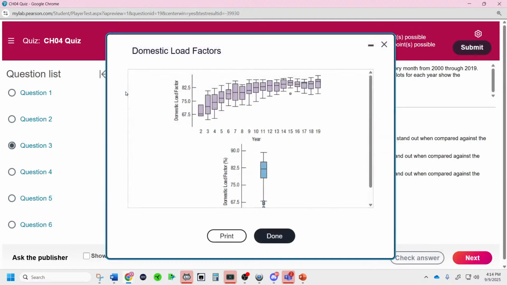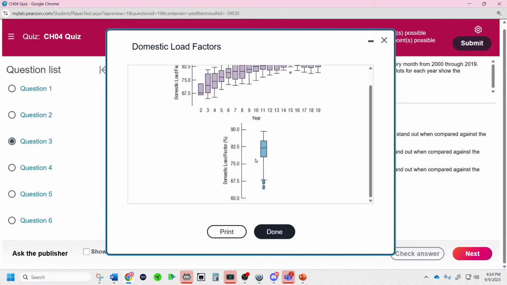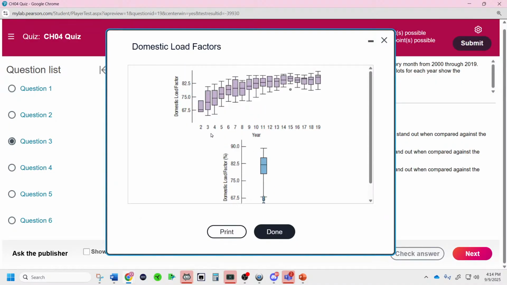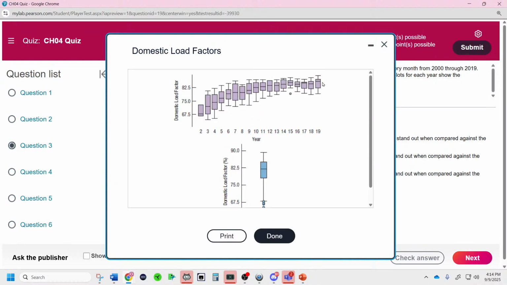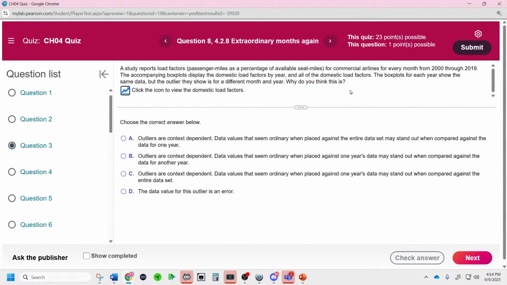I think I got this one wrong last time I did it. It's because they're doing it as all the data, and then they're doing it by each month. So what looks common month to month may stand out in the full data set. That's what I'm going to say.